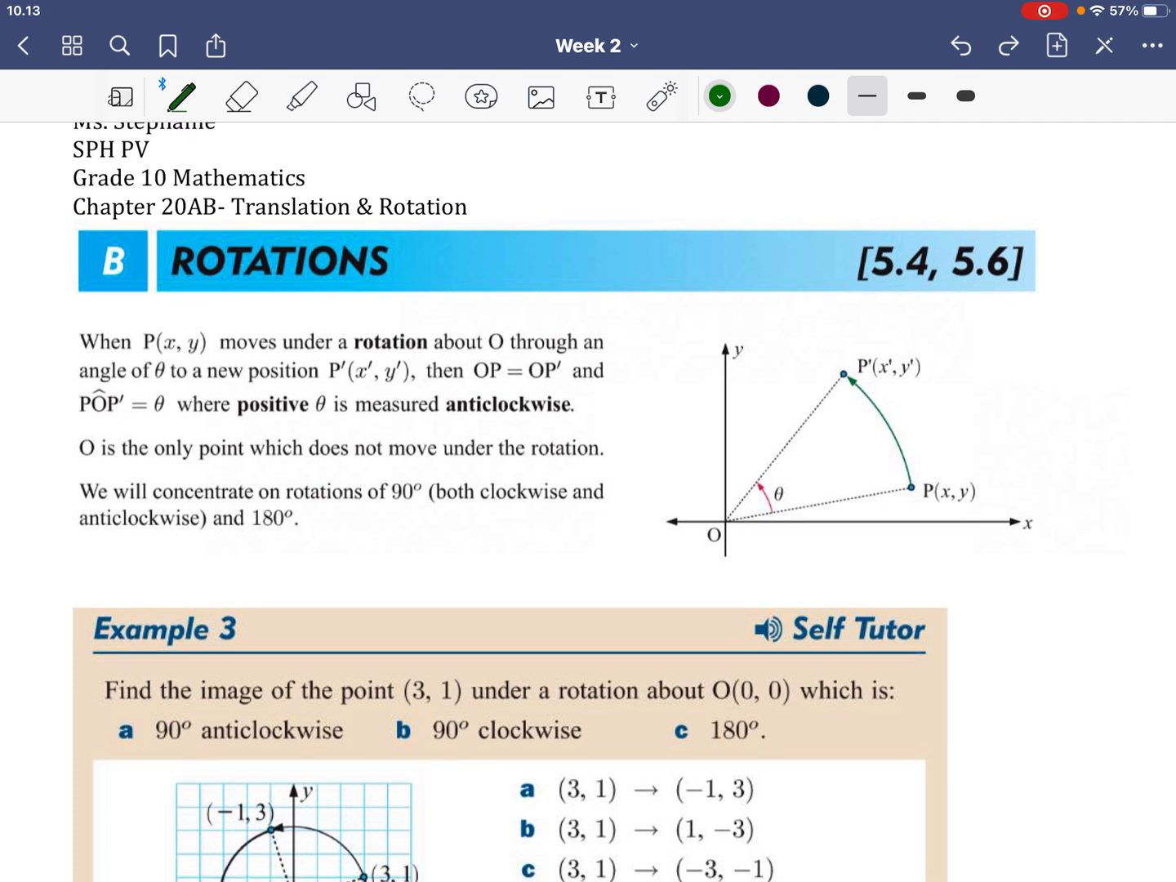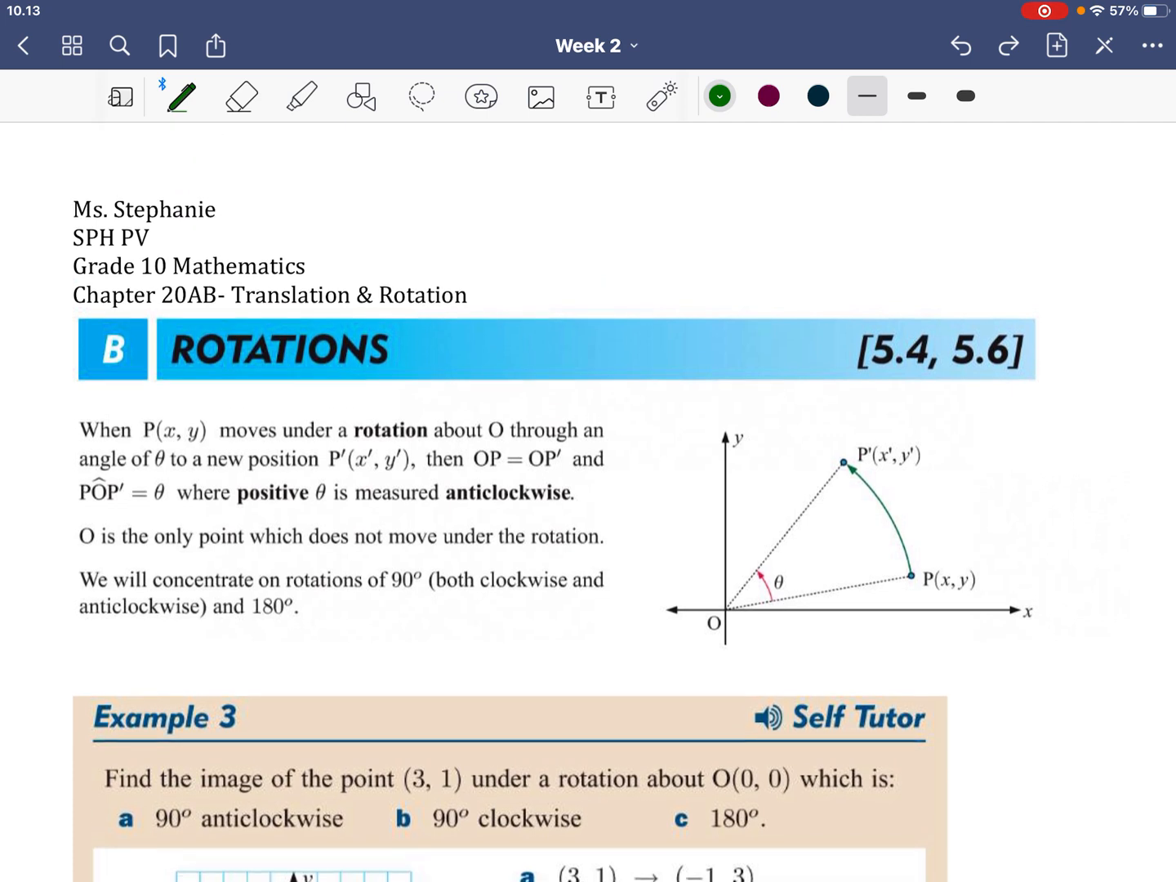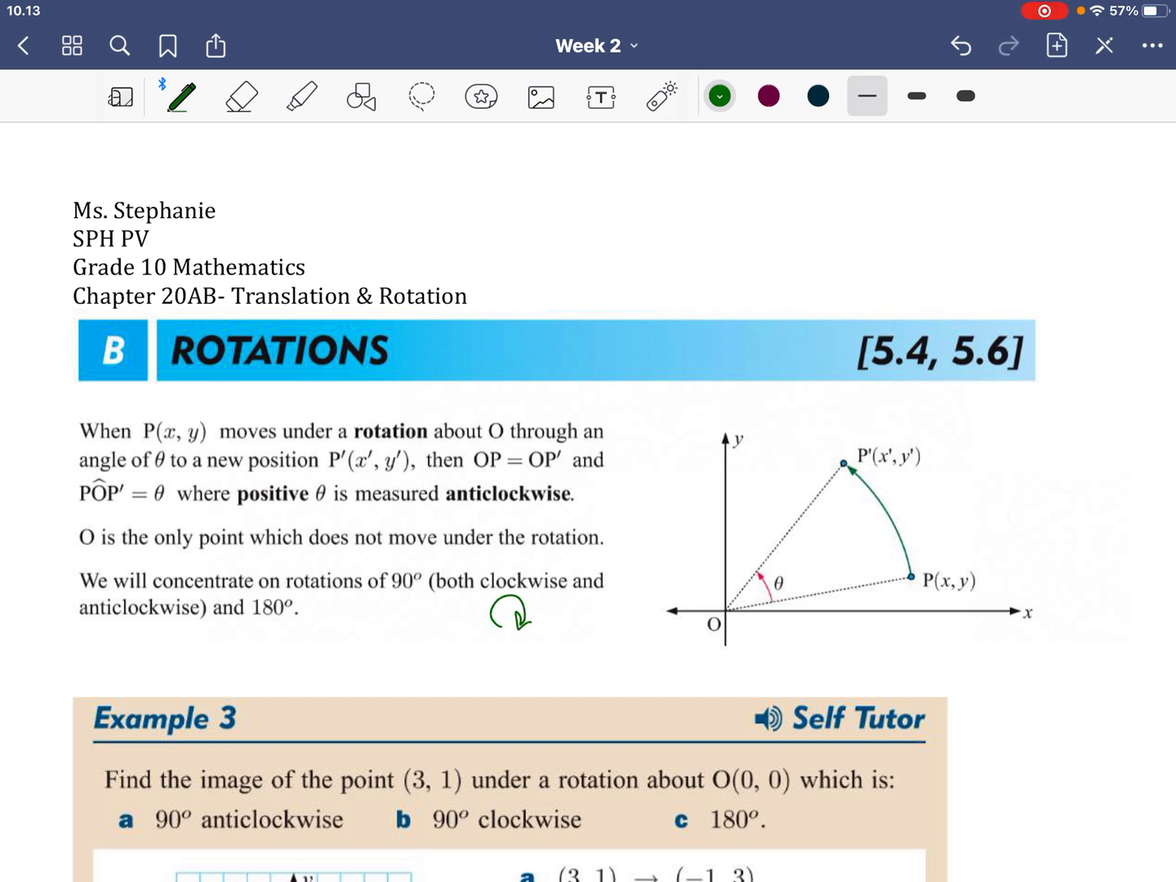So angle POP prime is theta, where positive theta is measured anti-clockwise because we're going this way. O is the only point which does not move in the rotation. We'll concentrate on rotation 90 degrees, both clockwise, which is this way, and anti-clockwise or counterclockwise.